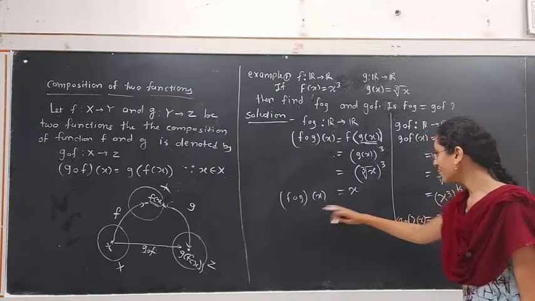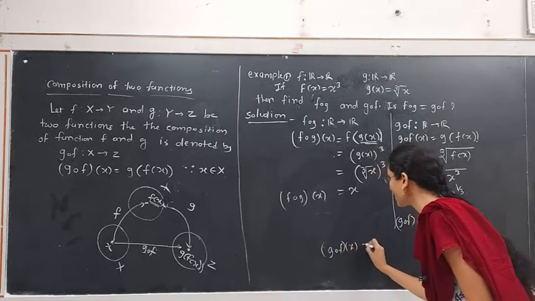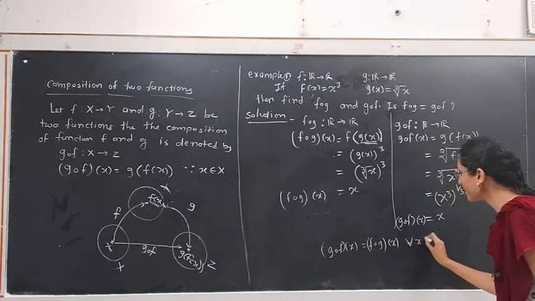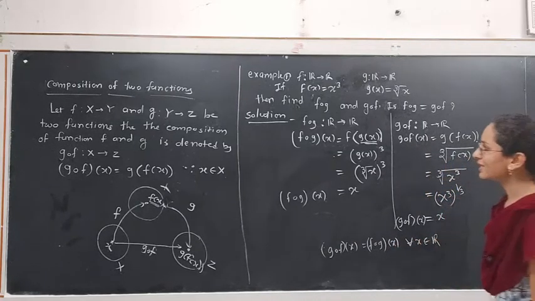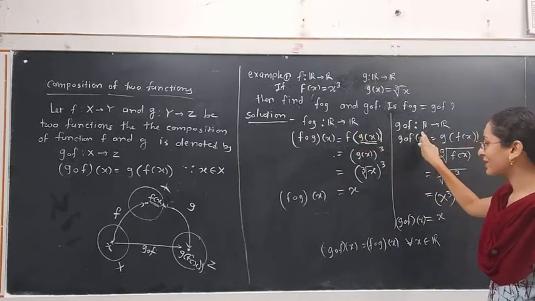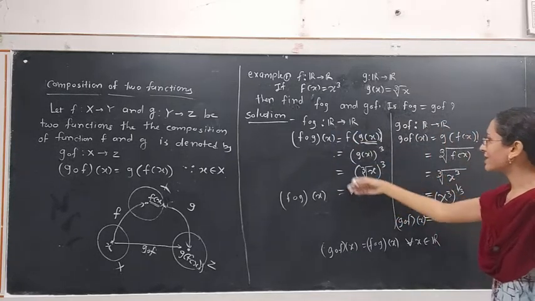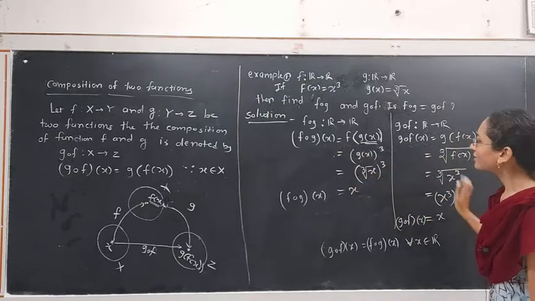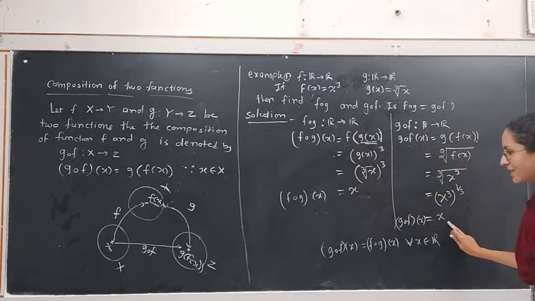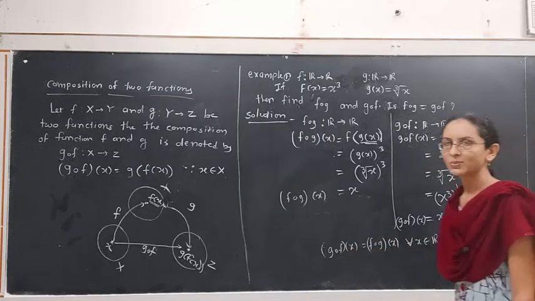Hence, we say from these two results, (g∘f)(x) is equal to (f∘g)(x) for all x belonging to the set of real numbers. See, the domain sets of f∘g and g∘f are the same set of real numbers, and they take the value x in both cases. Since element x goes to x again, also (g∘f)(x) is x again. Hence, (g∘f)(x) is equal to (f∘g)(x) for all x belonging to R.